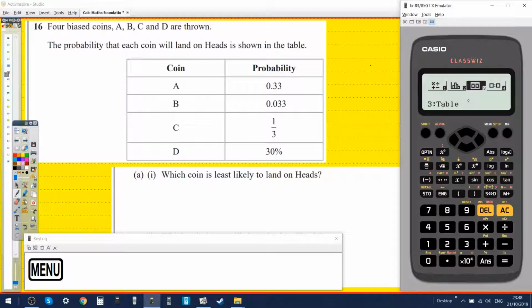Calculator. This time we want statistics. That is number 2, I bet. It looked like a bar chart. Choose number 1, one variable. One thing. And then you just put in the numbers.